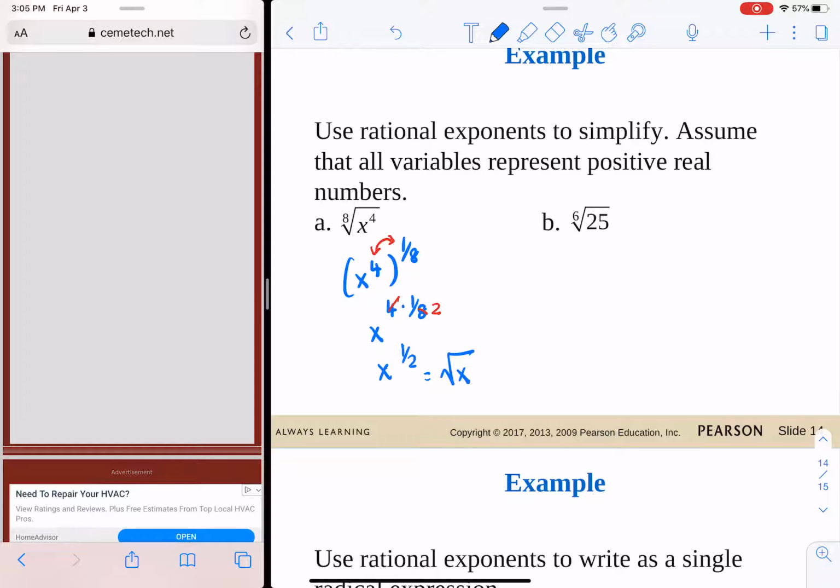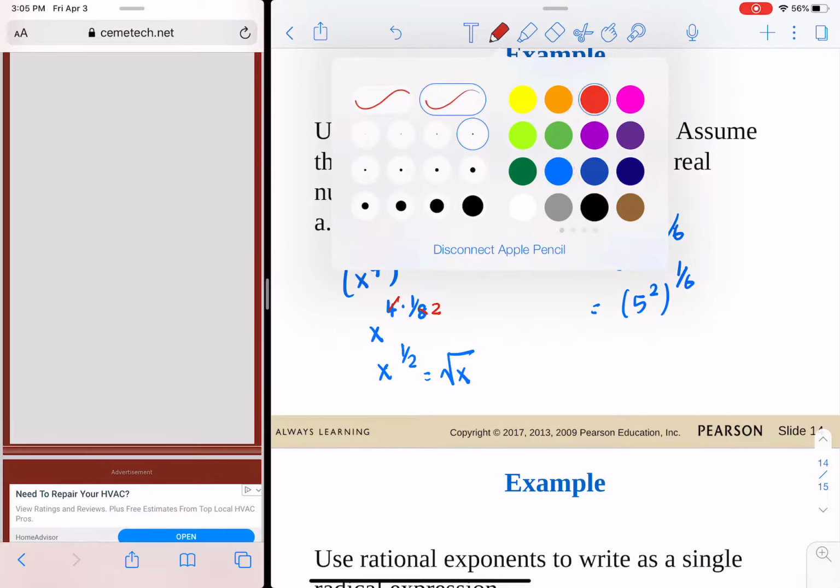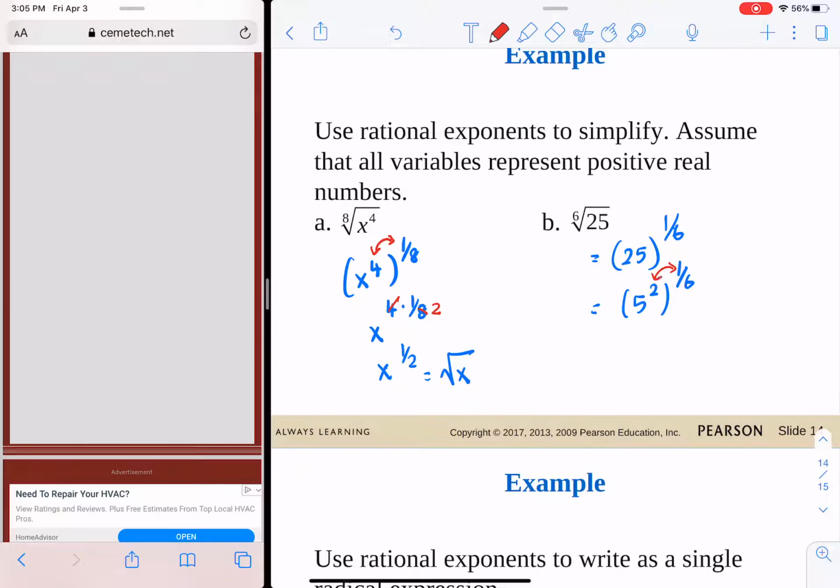In the next one, we have the 6th root of 25, which we know can be written as 25 raised 1 over 6. But 25 is 5 squared. So I'm going to rewrite 25 as 5 squared. Now I know that we can multiply those two powers. So we have 5 raised 2 over 6, and 2 divided by 6 is 1/3. So the answer is the third root of 5.